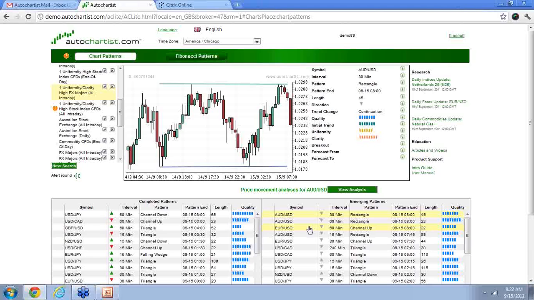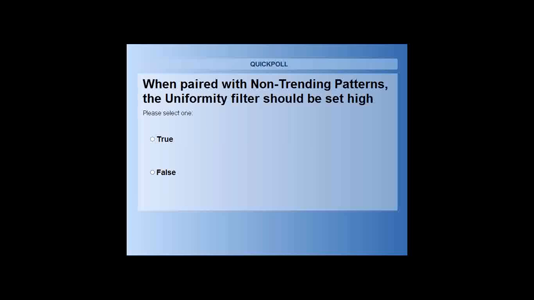Okay, we have another question coming up, and that would be question 2. And let's take a look at that question. Okay, that's the question relating to clarity or uniformity and non-trending patterns.